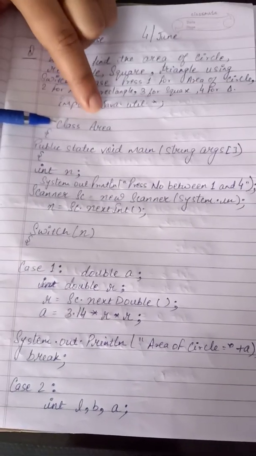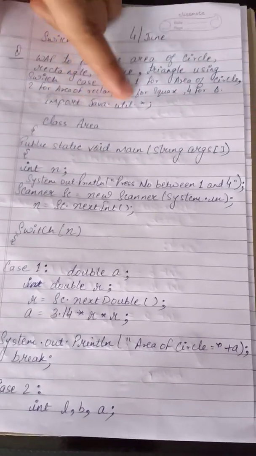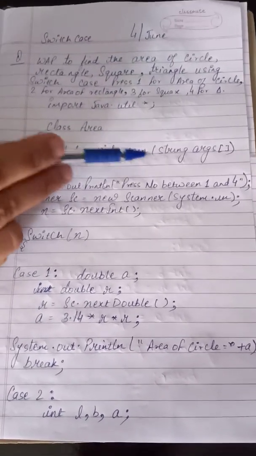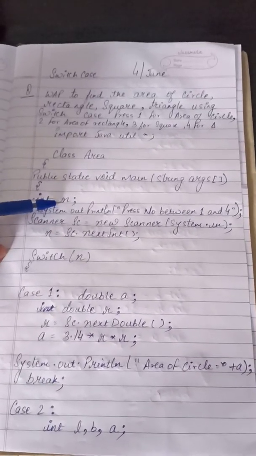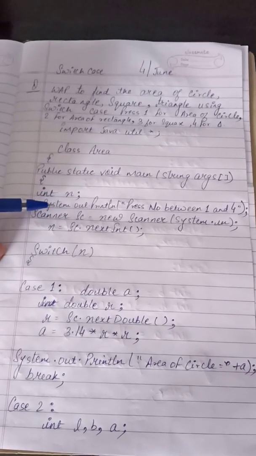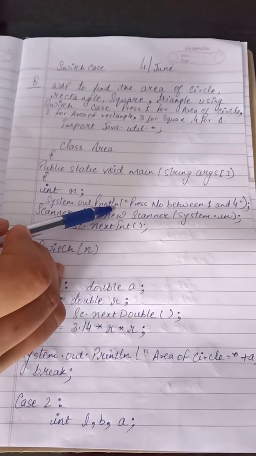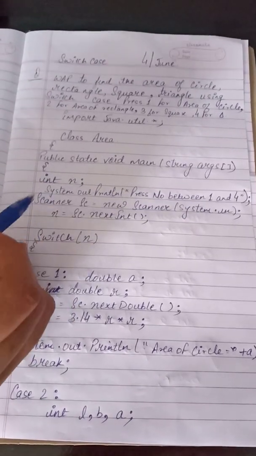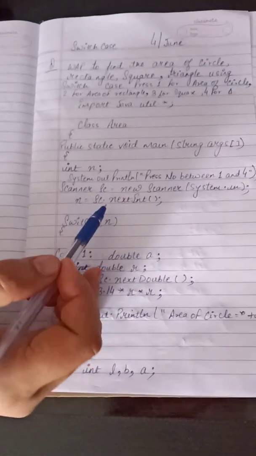Now class I have taken area over here. Public static void main. Import java util you can just take. Now after that class area, public static void main, string args. I have taken one variable n for taking the input from 1 to 4. Now I have just taken the system.out.println for displaying the message on the output screen, that is press number between 1 and 4. Now Scanner sc is equal to new Scanner System.in, n is equal to sc.nextInt.